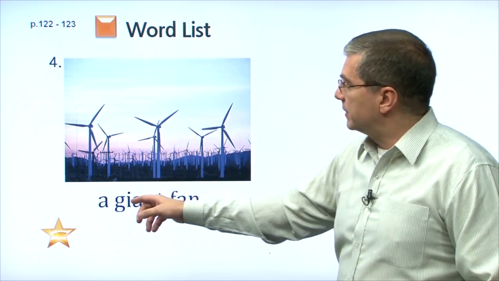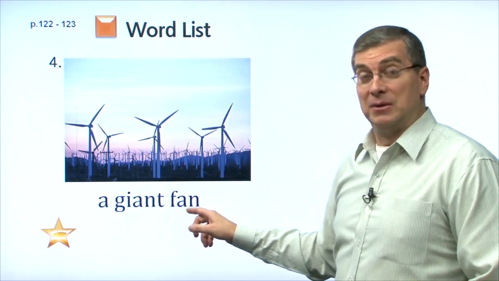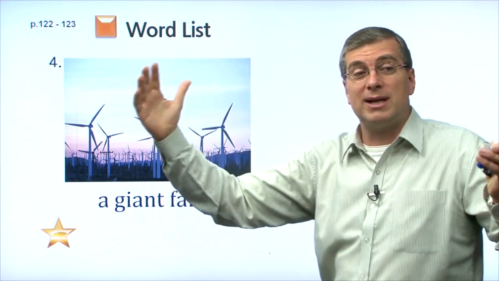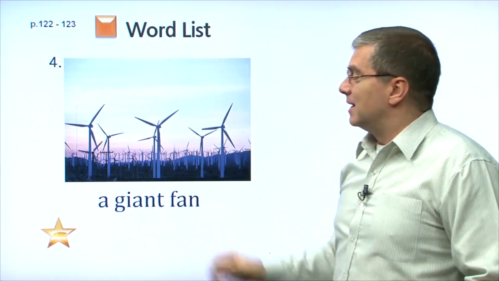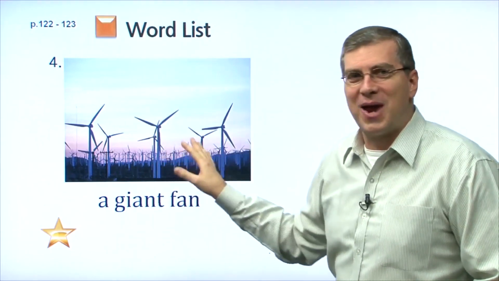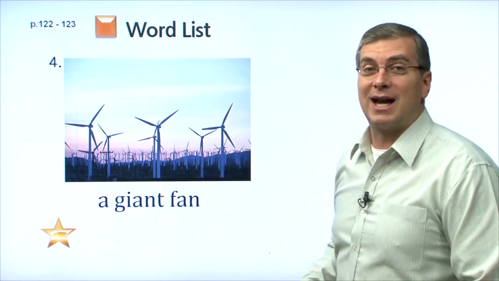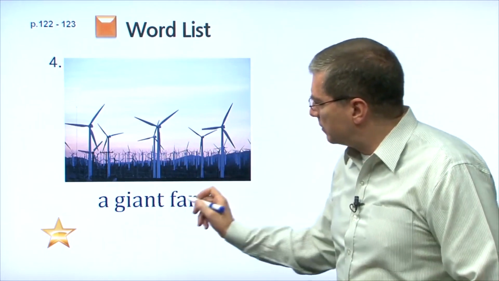Let's move on then to our fourth word. Here our clue is a giant fan. A giant fan. These are huge, aren't they? They're really, really big fans. Not in your house, right? You don't have these in your house to make you cool. These are outside. It's interesting. Let's look at this. Be careful.